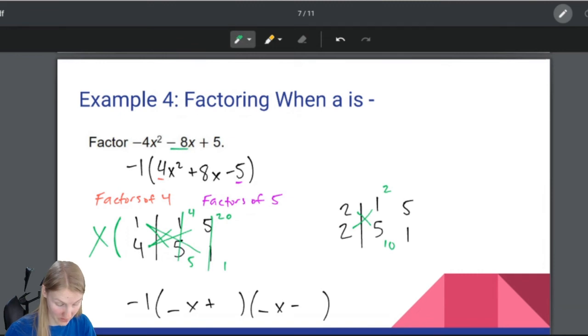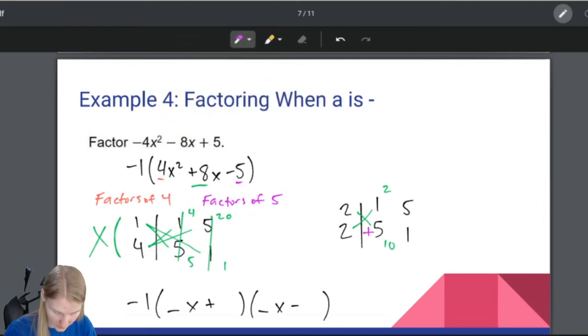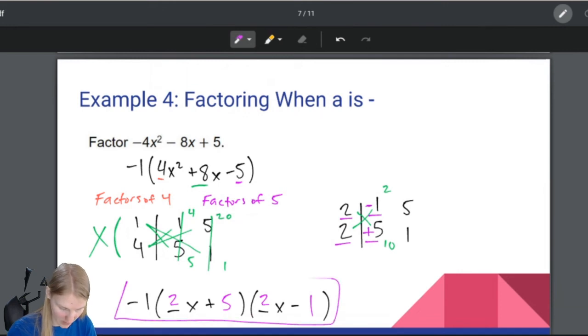Now, remember, I want to get -8 out of this. Or wait, +8, excuse me. I want to get +8 out of this. So, if I have +10 minus 2, 10 minus 2 gives me 8. So I'm going to have 2x plus 5 and 2x minus 1 with our -1 out front like that. And there you have it.